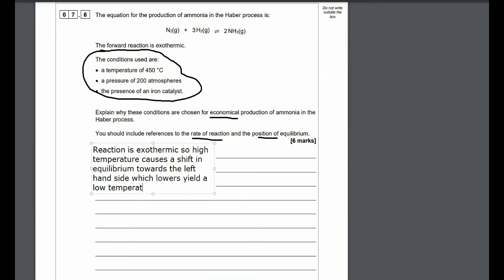You might want to pause the video and have a go at this, then check the answers. I couldn't fit it all on the page, so I've gone up the side as well. So there we go.